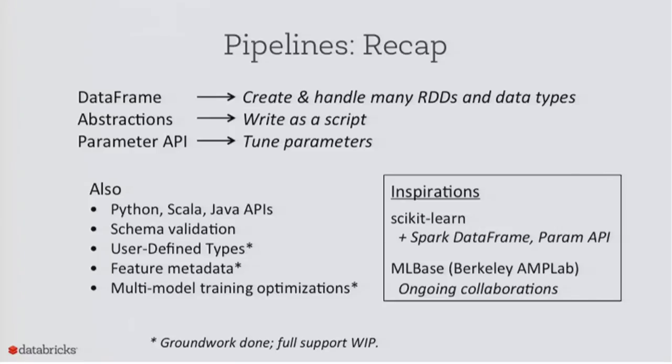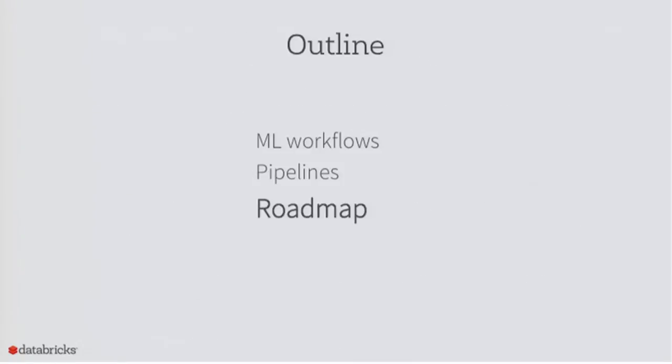There are a lot of inspirations for this work. One is from scikit-learn, which has a pipelines API. But the nice things we really add are the Spark DataFrame for working efficiently with distributed data and a somewhat improved parameter API. MLBase is a Berkeley AMPLab project, which MLlib grew out of, and which continues to contribute. Basically, this pipelines work has been an ongoing collaboration with them.